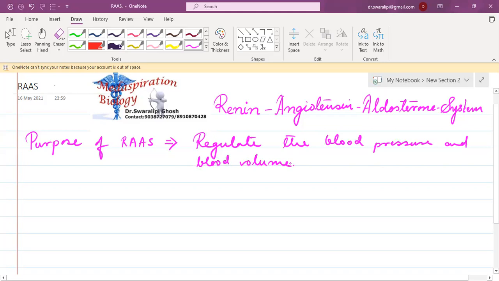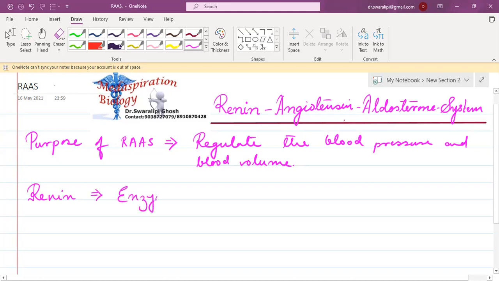Now, the full form of RAS is renin angiotensin aldosterone system, as you can see that I've written over here. Firstly, I would like to explain what renin is. Renin is an enzyme which is secreted by the kidney.